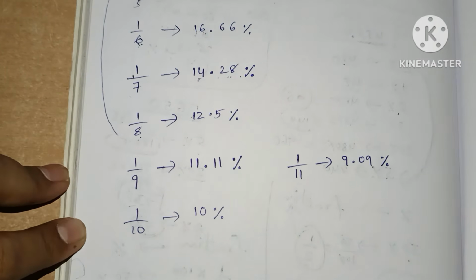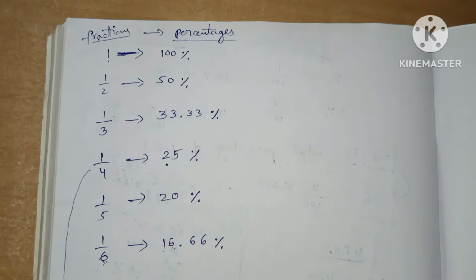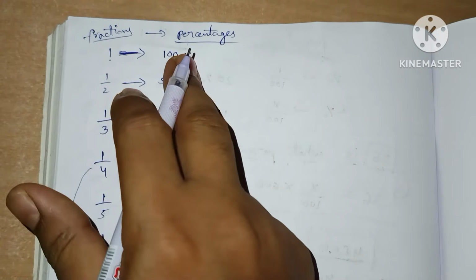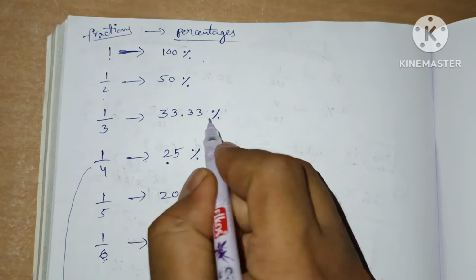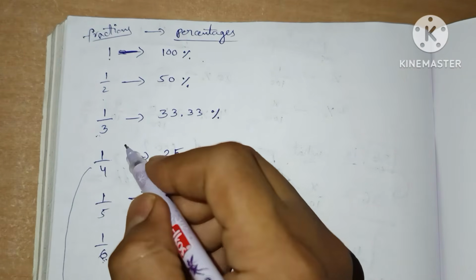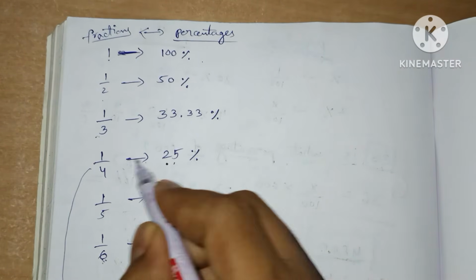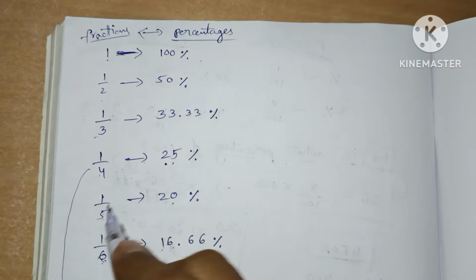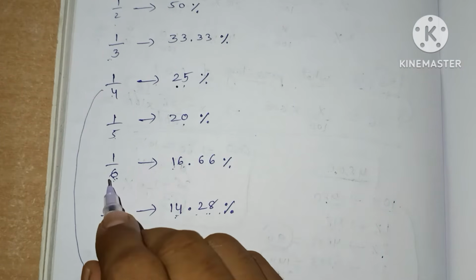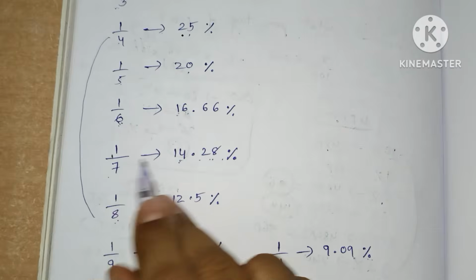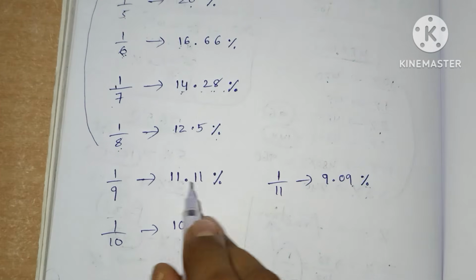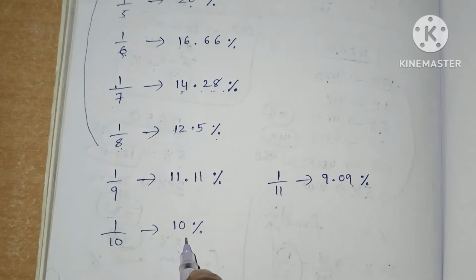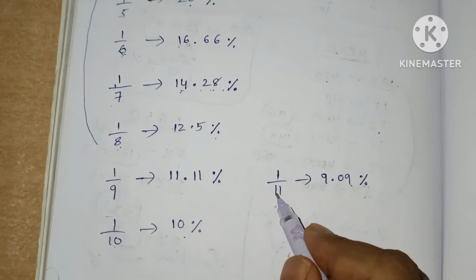Okay, first we need to know this table. The fraction value of 1 is 100 percentage, half is nothing but 50 percentage, 33.33 percentage is nothing but 1/3, 25% is nothing but 1/4, 20% is 1/5, 16.66 percentage is 1/6, 14.28 percentage is 1/7, 12.5 percentage is 1 by 8, 11.11% is nothing but 1 by 9, 10 percentage is nothing but 1 by 10, and 9.09 percentage is 1 by 11.